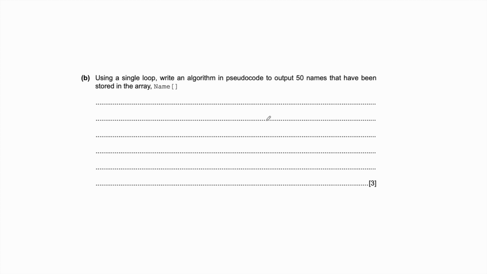Using a single loop, write an algorithm in pseudocode to output 50 names that have been stored in an array, name, square brackets. Okay, so a couple of things about this. Using a single loop, so I'm thinking for or while, those are our only options really. I don't see any reason why you couldn't do this with the for loop, but I feel like a conditional loop here might be a little bit more practical.